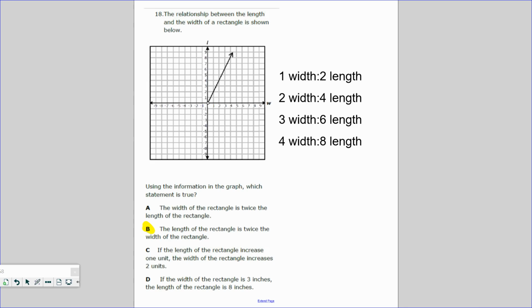Number 18. Describe the relationship between the length and the width. So if you look at this, 1 width is 2 length. 2 width, 4 length. 3 width, 6 length. So what is the relationship here? The length is the width times 2. So that's why B is the answer.